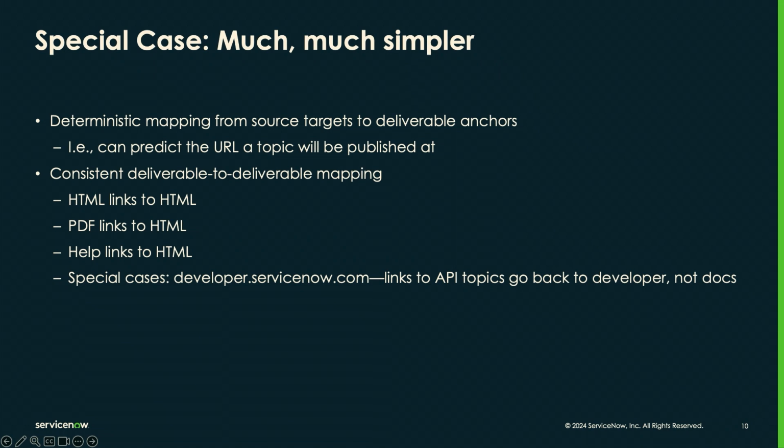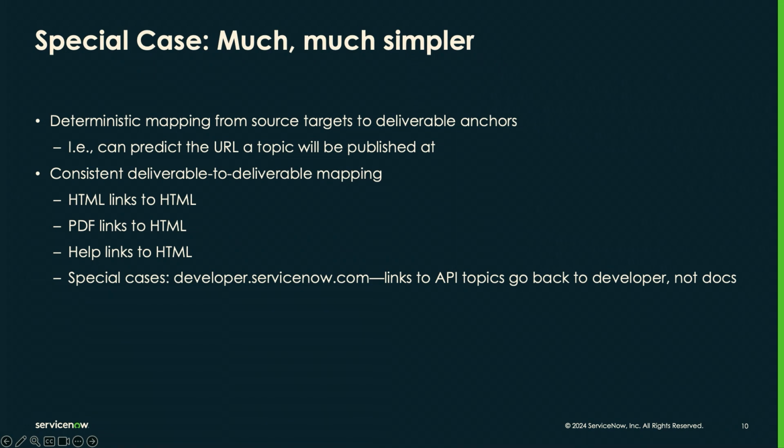And then you might have some special cases. So just this last week, we implemented a new feature. Our docs, we publish on docs.servicenow.com. But the same API documentation also gets published to developer.servicenow.com. And we had the problem that in the version of that content as published on developer.servicenow.com, if you had a cross-bundle link that went to a different API topic, the link would take you back to docs.servicenow.com. But that's not where you wanted to be because you were in developer.servicenow.com, right?